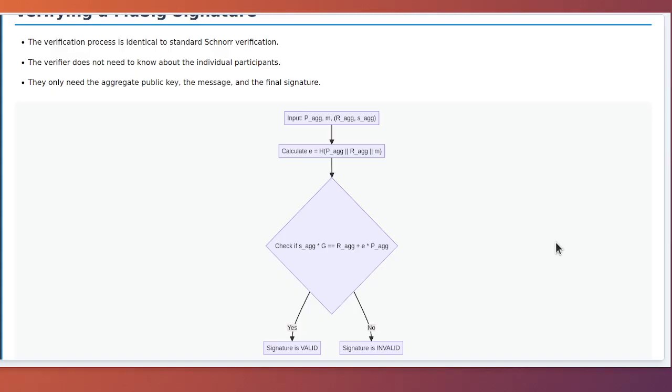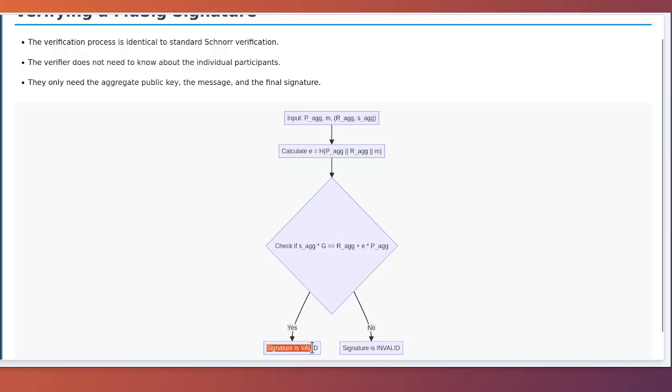The verifier takes the aggregate public key PAGG, the message M, and the final signature RAGG, SAGG. They use these inputs to check if the fundamental Schnorr verification equation holds true. They calculate SAGG * G on the left side, and RAGG + H(PAGG || RAGG || M) * PAGG on the right side. If the resulting points are identical, the signature is valid.